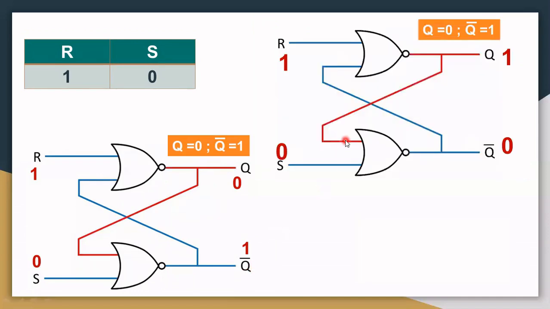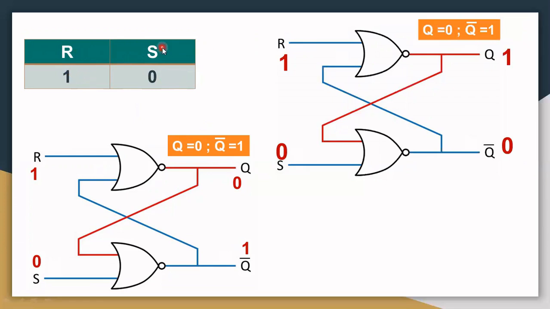So, whatever the previous outputs may be, Q is equal to 1 or Q is equal to 0, we get Q is equal to 0 when the inputs are R is equal to 1 and S is equal to 0. So, when R is equal to 1, we can store 0 in this flip-flop. Therefore, it is called the reset state.